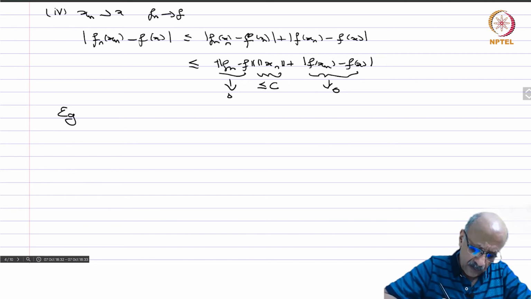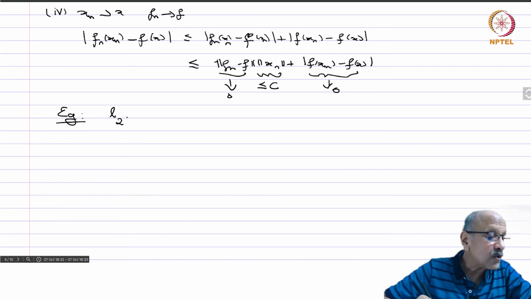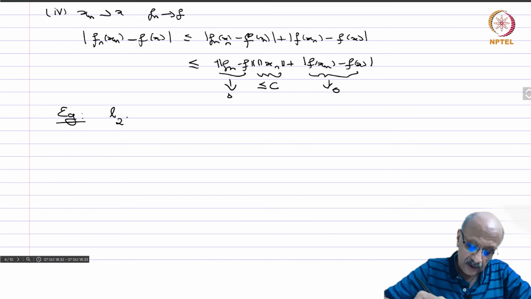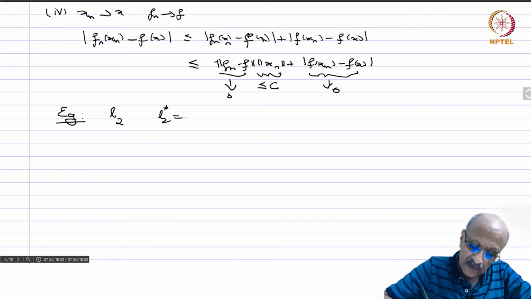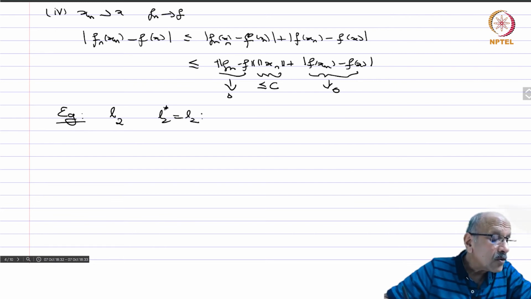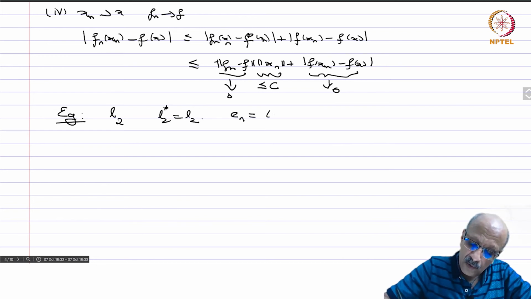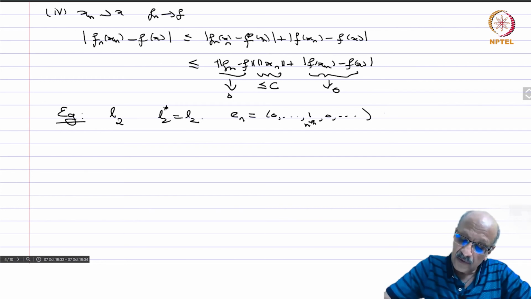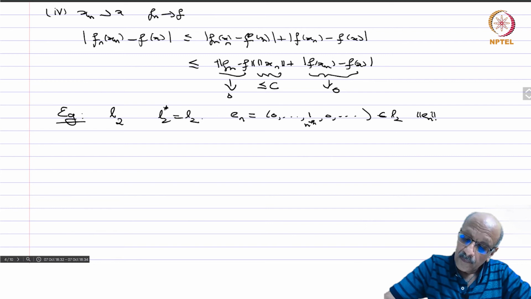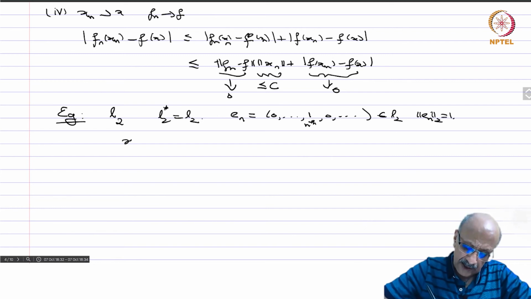So now let us look at an example. You look at little l2. So this is the set of all square summable sequences with the corresponding norm, and then you have that L2 star is identified with L2 in the usual way. Okay. So now you look at En to be equal to 0 etc., 1 in the nth place, 0 elsewhere. Take the sequence, this belongs to little l2, norm En in L2 is 1. Okay. So now if you take any x in L2, then you look at x(En), or rather take this as L2 star. Okay, so x(En), and that's equal to xn.